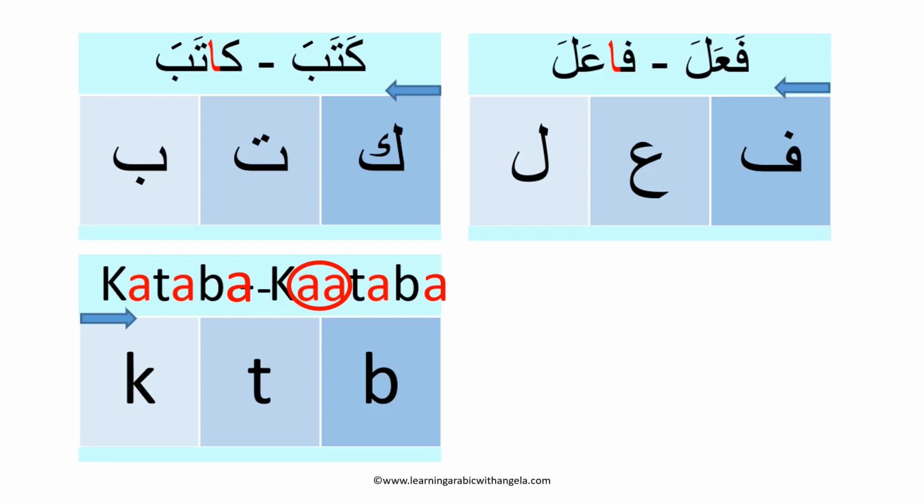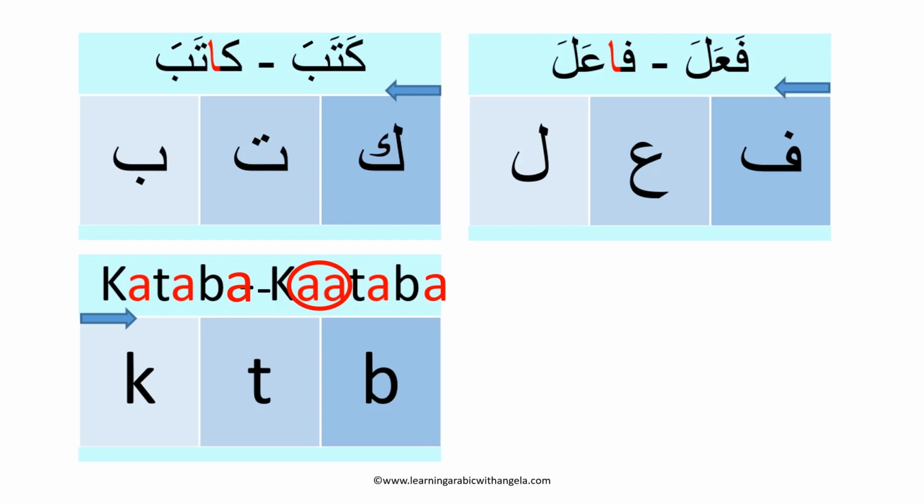Any addition to this root, in terms of adding letters, whether through prefixes or suffixes, or even between the letters themselves, will create other verbs with different meanings. For example, kataba is the verb to write, which is composed of ka, ta, and ba. Now, if we simply add the long vowel alif just after the ka, we will get kaataba, which means to correspond with someone or write letters to them.